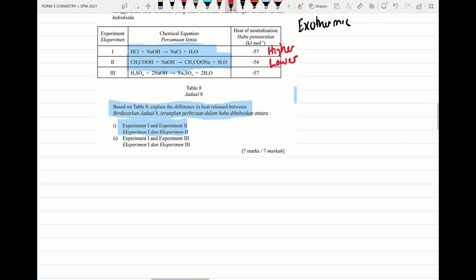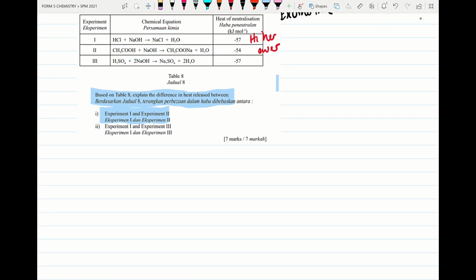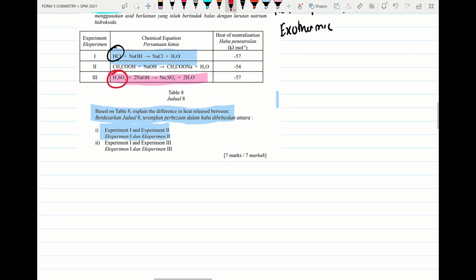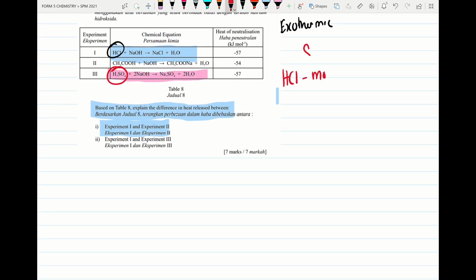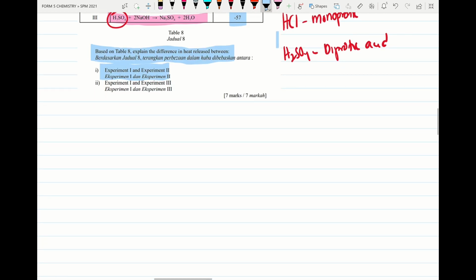Next, we check experiment 1 and 3. In experiment 1, they use hydrochloric acid. In experiment 3, they use sulfuric acid. Please remember, hydrochloric acid is a strong acid, and its basicity is monoprotic. Sulfuric acid is a diprotic acid, and the heat of neutralization for these two, experiment 1 and experiment 3, is the same. So we have to answer this question.